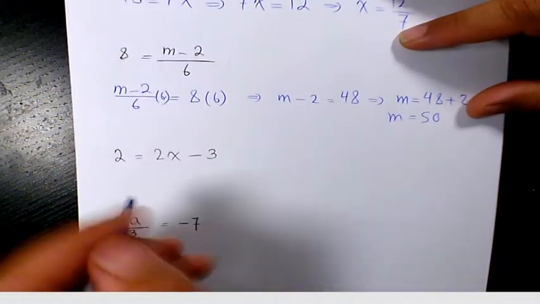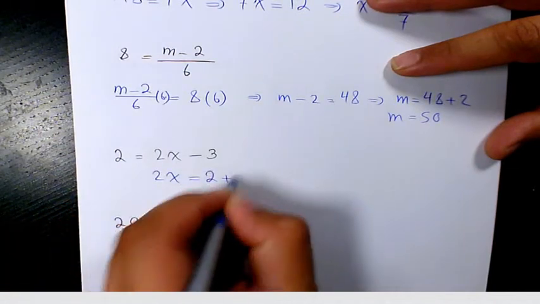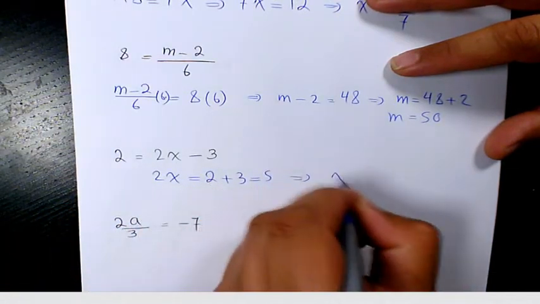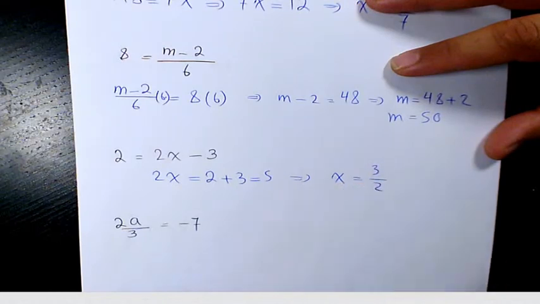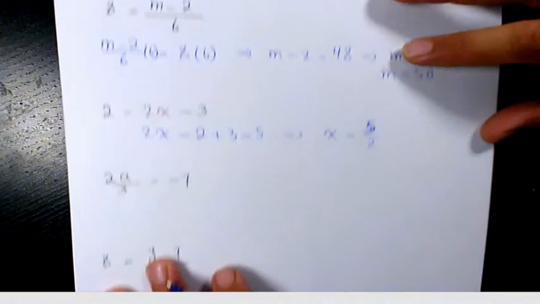Next one. 2 equals to 2x minus 3. So we have 2x equals to 2 plus 3, which is 5. So I can say x equals to 5 divided by 2.